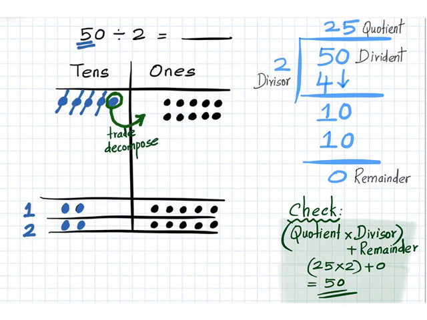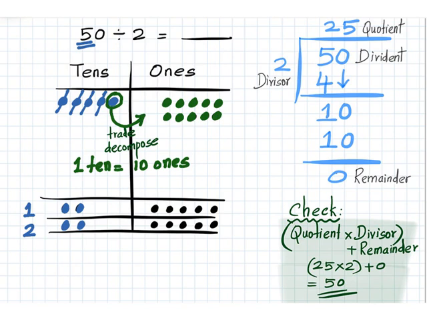When we trade or decompose that 1 ten, 1 ten equals 10 ones. So now we are moving this 1 ten to the ones column and we are getting 10 ones. 1, 2, 3, 4, 5, 6, 7, 8, 9, 10.